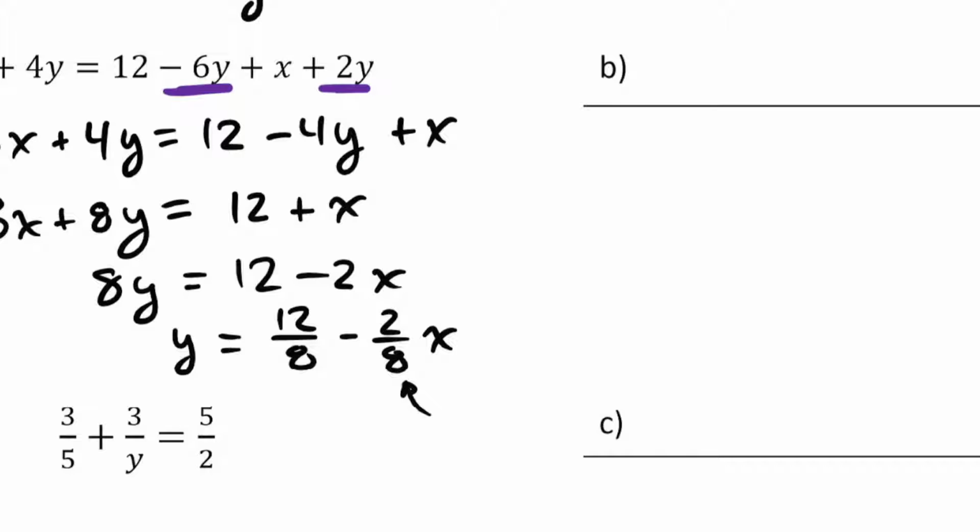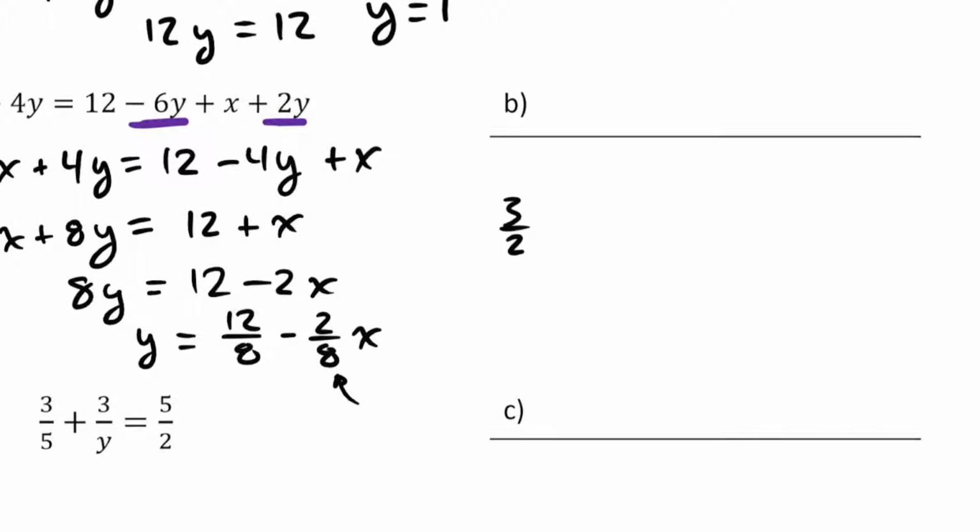And 12 over 8, let's see, both of those can be divided by 4. So if I divide both by 4, I think I get 3/2. 12 divided by 4 is 3. 8 divided by 4 is 2. Yeah, so I get 3/2. So if I wanted to write this in slope-intercept form, I guess I would write y is equal to negative 1/4 x plus 3/2.